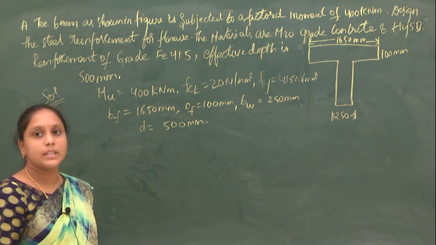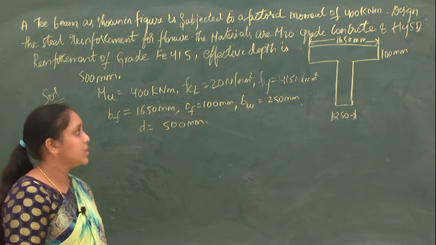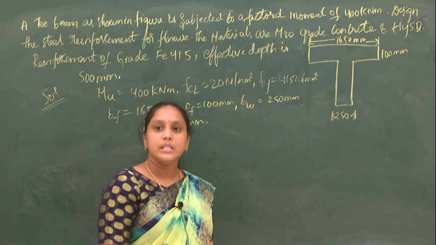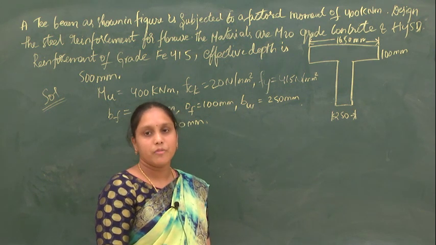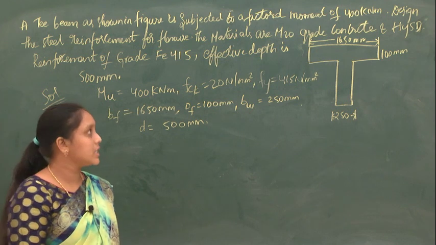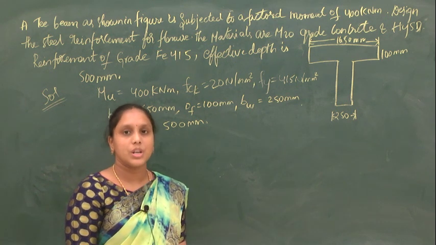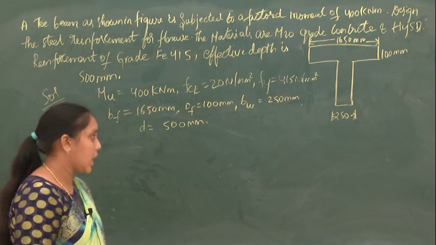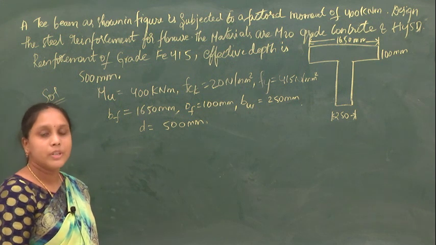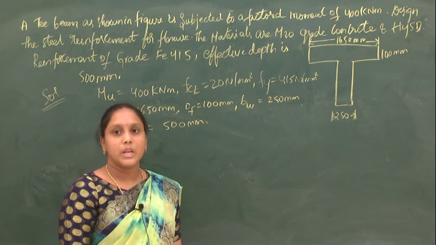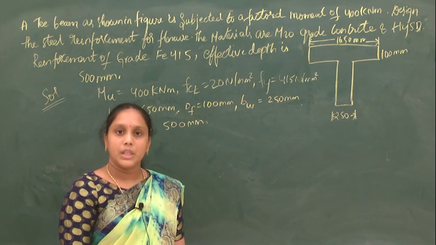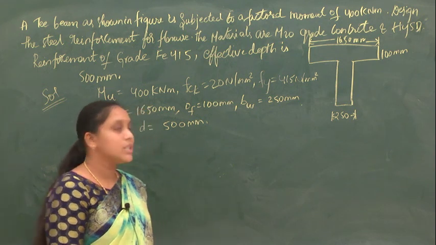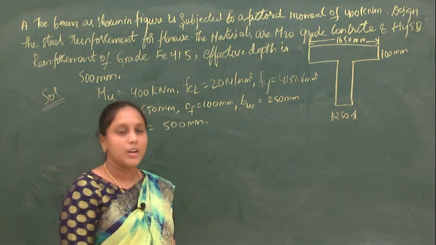Before calculating the area of the steel reinforcement, we have to find out whether the particular T section is a singly reinforced section or a doubly reinforced section. To know that, what is the first step which we have already learned in the previous sessions? We have to calculate the limiting moment of resistance. If Mu is greater than Mu limit, then you have to design for a doubly reinforced beam.